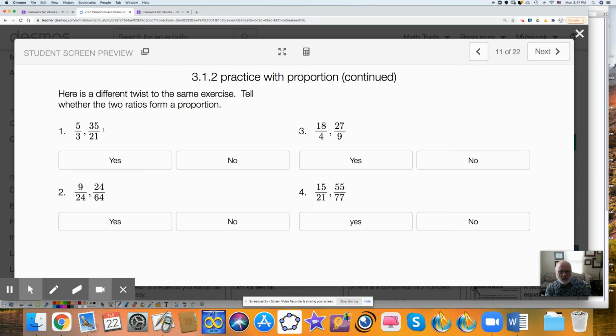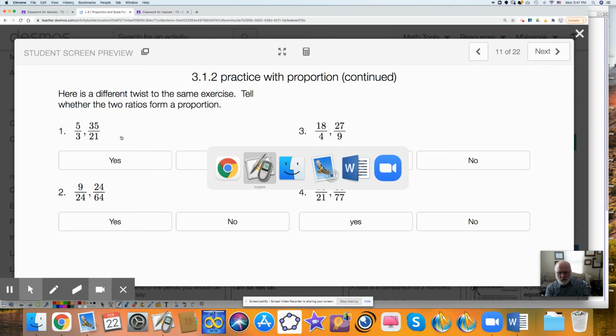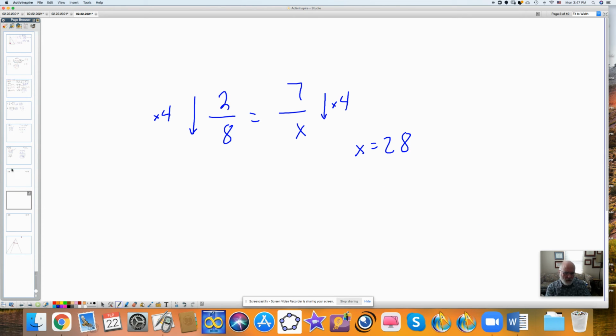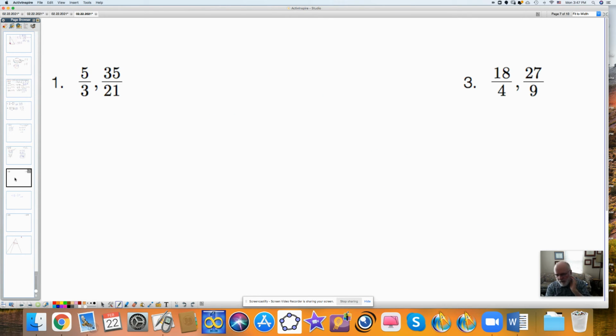We're supposed to tell whether the two ratios are proportional. Are they equivalent ratios? And one way to do this is to do the cross product property, and you could do that for every one of them. However, there might be some techniques that you could use that would preclude you from using the cross product. So if I multiply both of these out, I would get 105 for 5 times 21, and that is equal to 105. And yes, that's one way to tell me that they're the same.